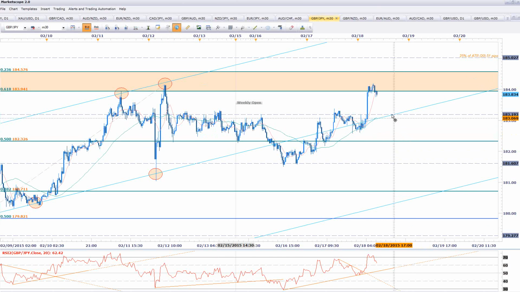A break sub 83.20 invalidates the long side. Doesn't necessarily put us short, but invalidates the long side. You'd need a break sub 81.60 to put us back on shorts.